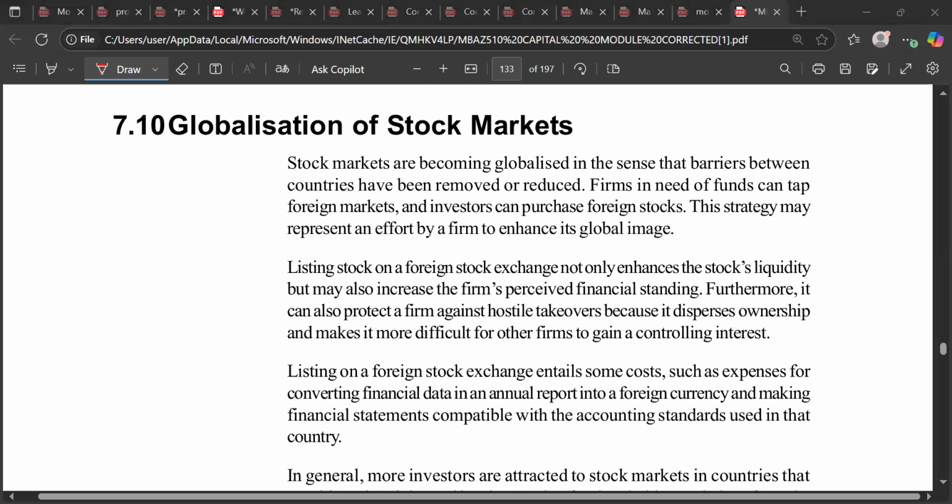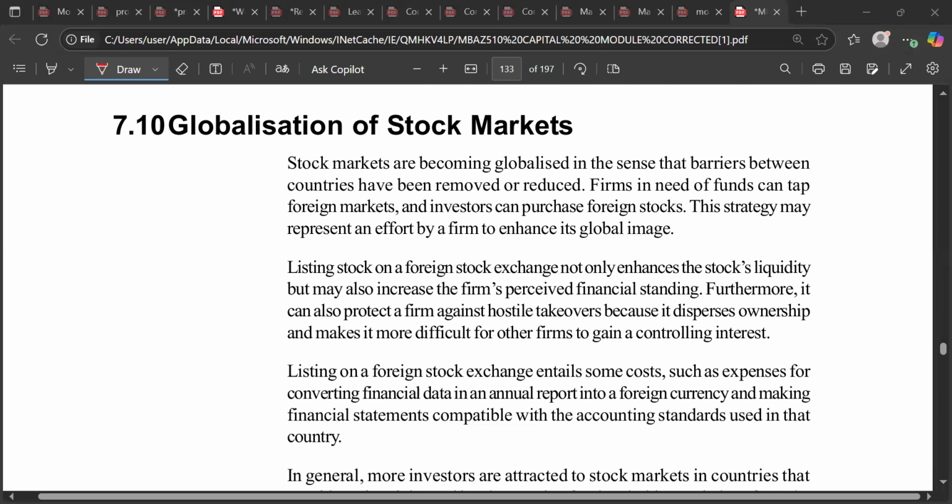Now, why does all this happen? The benefits of globalization are enhanced liquidity, improved valuation, and international branding. But on the cons side, there are limitations. The cost of compliance with foreign accounting standards is quite high, and the exposure to geopolitical and currency risk is also high. For example, a Zimbabwean firm listed on the London Stock Exchange may attract institutional investors, but it has to conform to IFRS and the UK regulations. That's globalization.